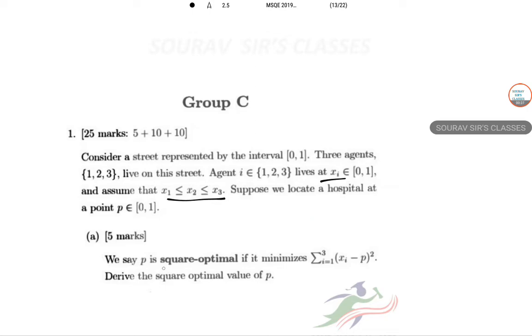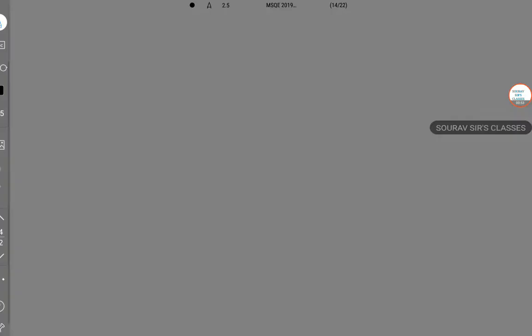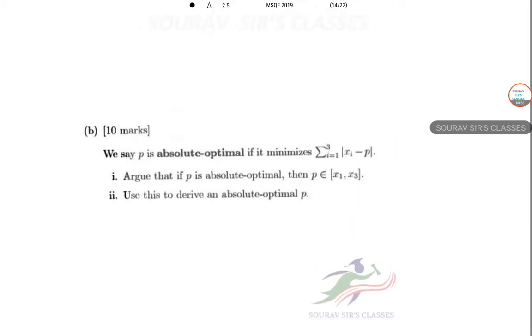We say that p is square optimal if it minimizes the sum of squared distances, so derive the square optimal value of p. If we take the first order condition and differentiate, the optimal value of p comes out as (x1 + x2 + x3) by 3. This is solved in my other video, so see the description part, where the explanations are also provided. Okay, next is part B.